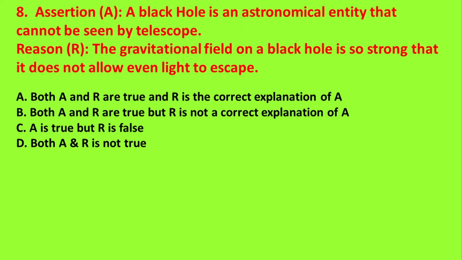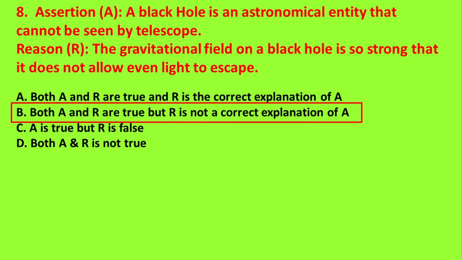Question number 8. Assertion A: A black hole is an astronomical entity that cannot be seen by telescope. Reason R: The gravitational field of a black hole is so strong that it does not allow even light to escape. A. Both A and R are true, and R is the correct explanation of A. B. Both A and R are true, but R is not the correct explanation of A. D. Both A and R are not true. The correct option is option B. Both A and R are true, but R is not the correct explanation of A.